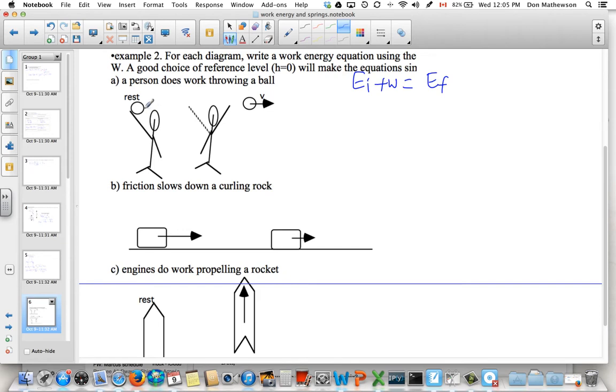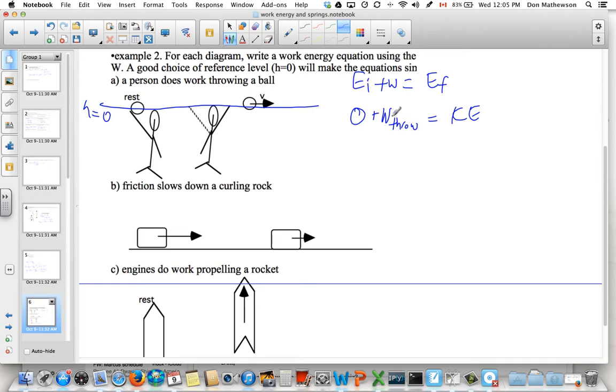So mechanical energy at the beginning, that includes kinetic and potential. So is it moving? No, there's no kinetic. Oh, it does have potential energy. But notice that at the end, it's at the same height. So we can just make this our reference level, our h equals 0. And that means at the beginning, there's no potential energy and no kinetic energy. At the end, because it's moving, it's got motion energy, kinetic. Now, there was work done in the throw, and that equals the amount of kinetic energy.